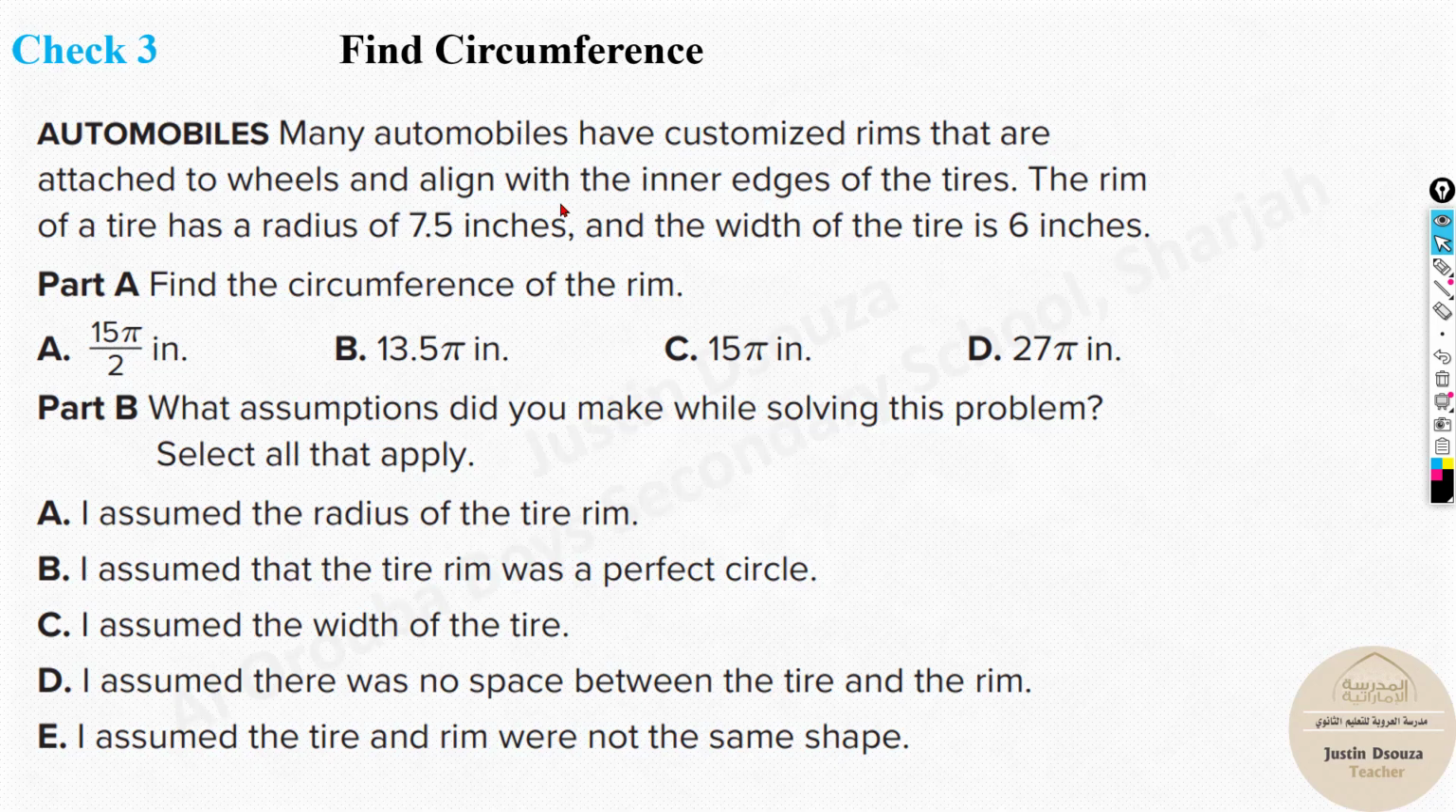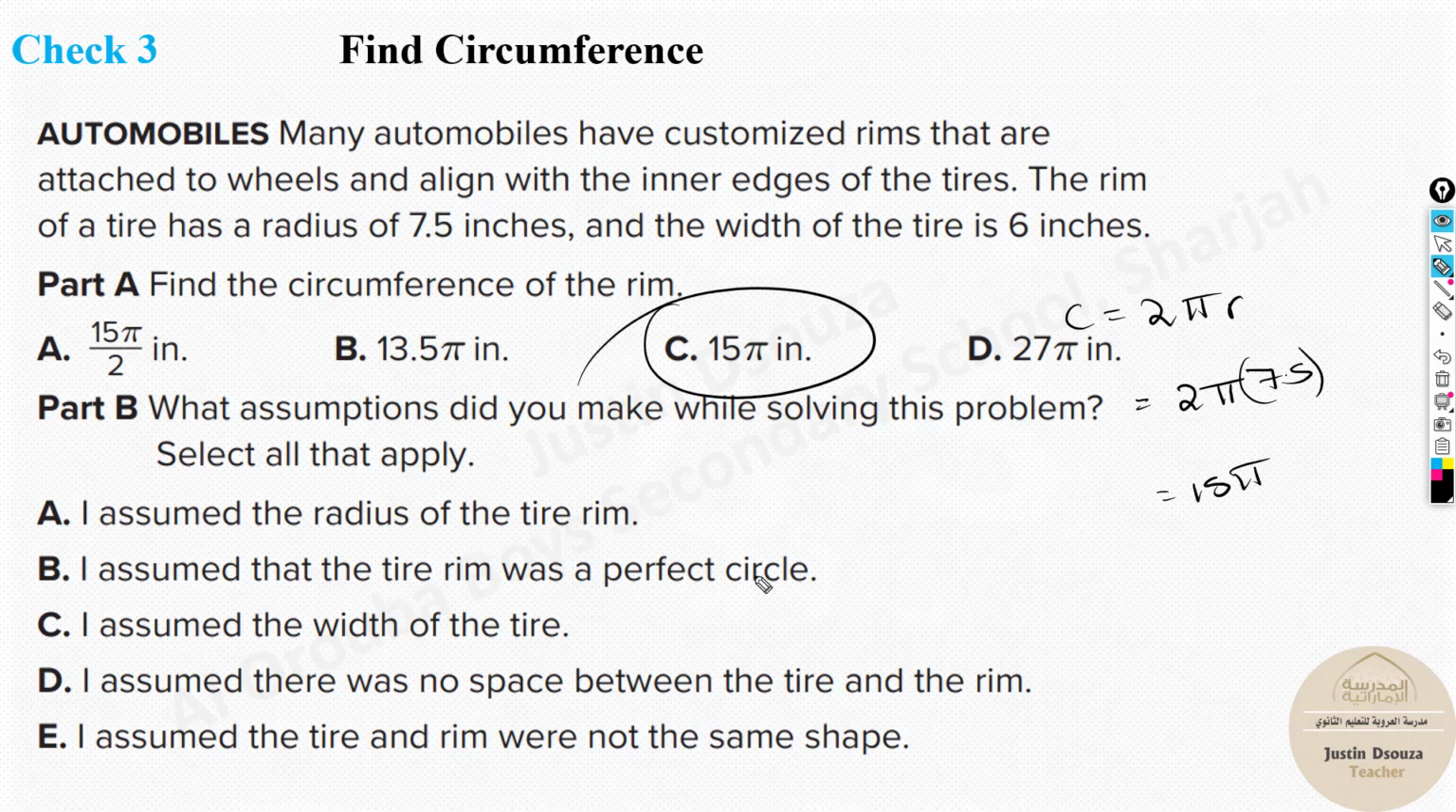So don't go and add this or anything. It's just find the circumference of the rim, and they have told us the rim of the tire has a radius of 7.5 inches. The circumference is given as 2 pi r. Now all you need to do is substitute 2 pi and the radius r is 7.5. So multiply these things. It's just 7.5 times 2. It's 15 pi. And since we are all in pi, you can just say this is the correct answer.